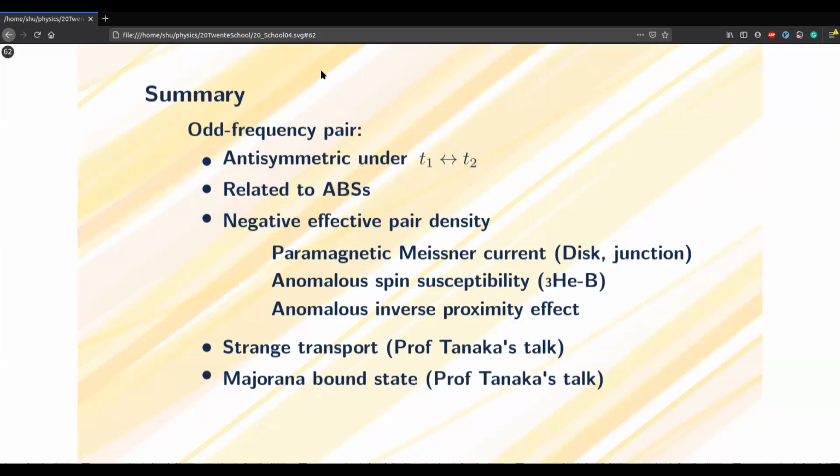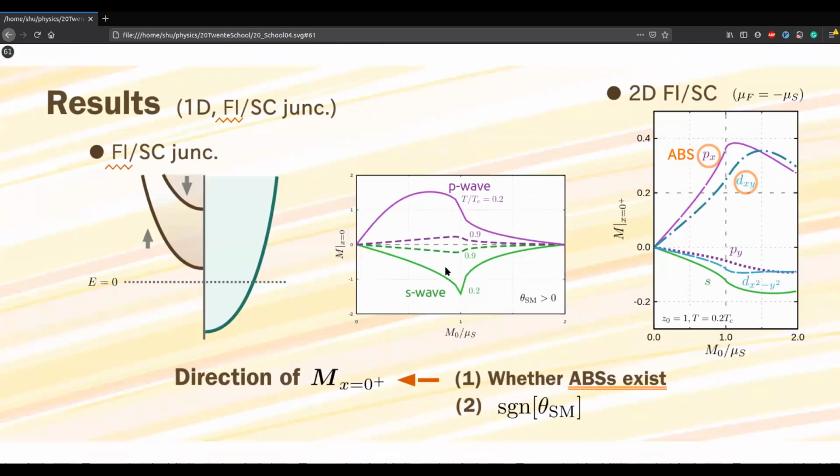I have a question regarding your last part about the inverse proximity effect, about the sign of magnetization. I guess there should be some very simple explanation of why the sign is opposite, in the P-wave case and the S-wave case.